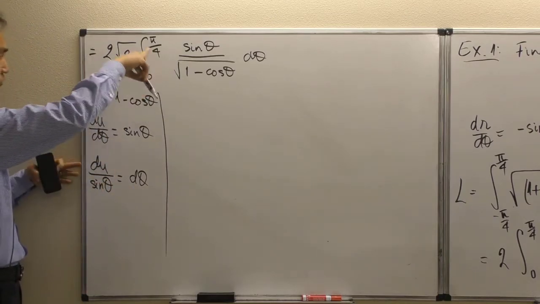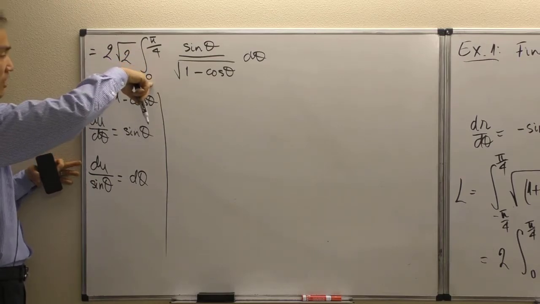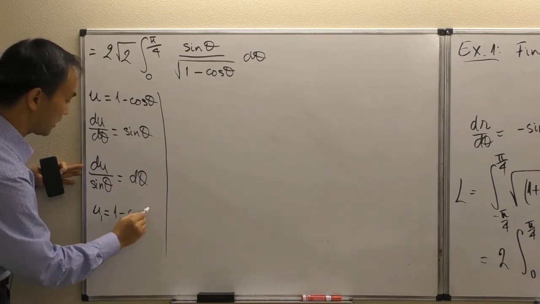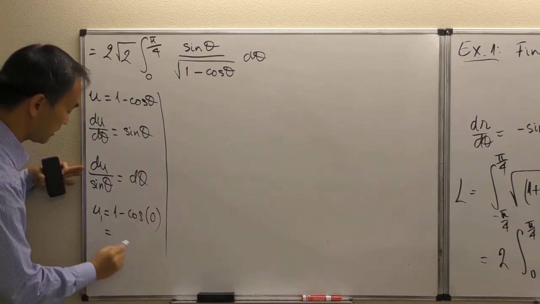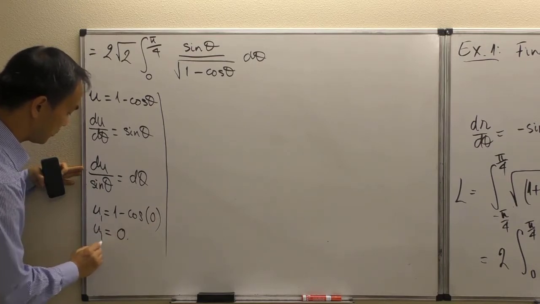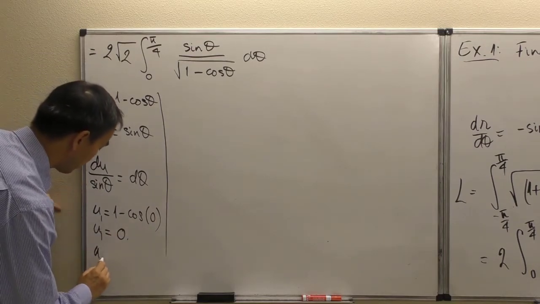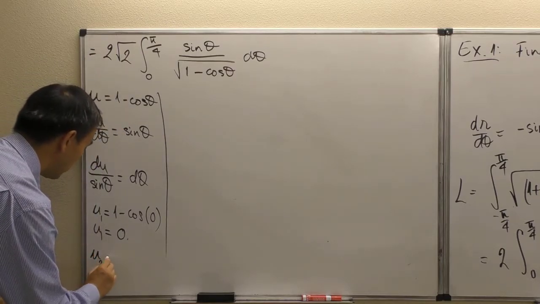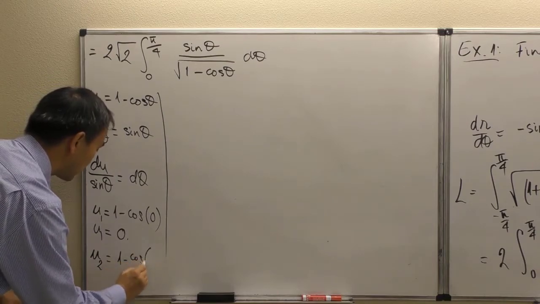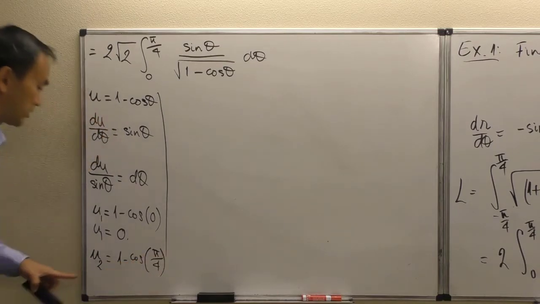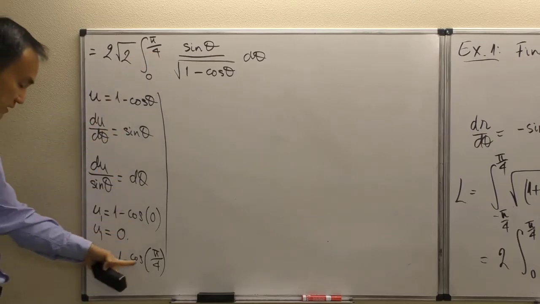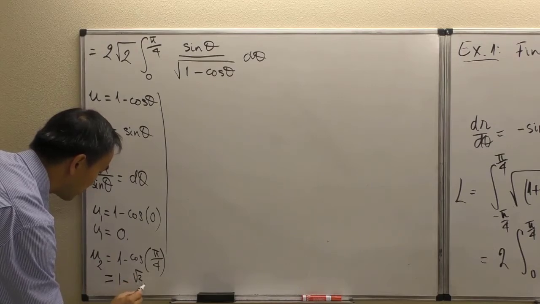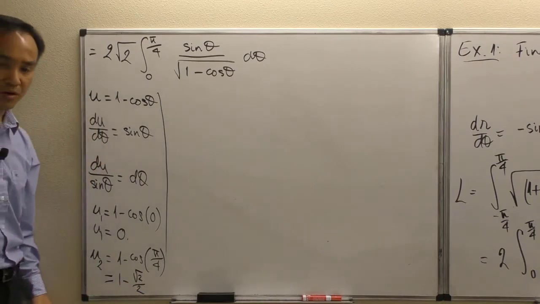And then when theta equals 0, we're looking at u1 equals 1 minus cosine of 0. Okay, and that gives me 0. So u1 equals 0. And then u2 equals 1 minus cosine of pi over 4, because when theta equals pi over 4, we're looking at a different value for u right here. So it's 1 minus square root of 2 over 2.